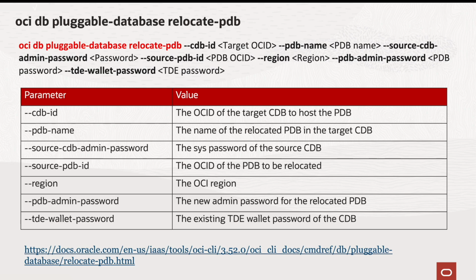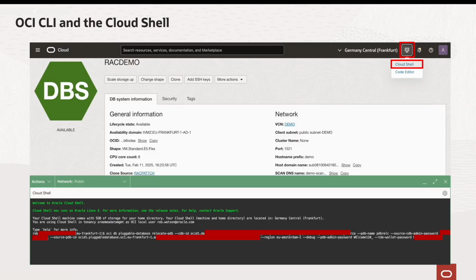The optional command region shows which region we need to use, and the PDB admin password allows us to provide an admin password for the relocated PDB should we want to change this. The TDE wallet password is the existing TDE wallet password of the container database.